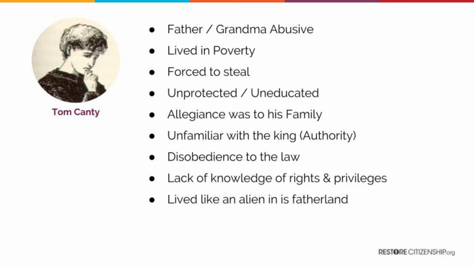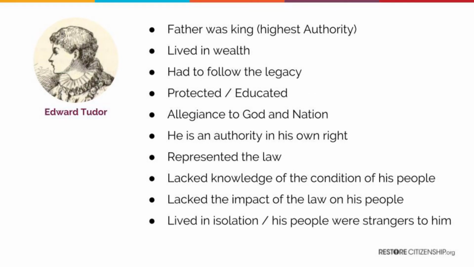So that's the portrait of Tom Canty, and we'll get to our next character. Let's have a look at Edward Tudor, who is our prince in this particular story. Well, his father was the king, who was the highest authority of the land. He lived in wealth. He had to follow in the legacy that was left for him, and also advance the legacy of his father.